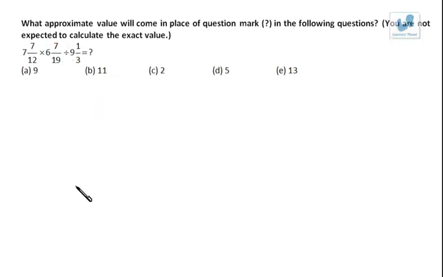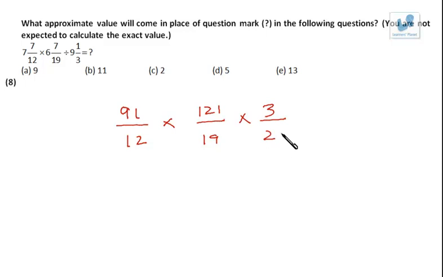Now let's try this question. Here, 7 into 12 is 84 plus 7, 91 by 12 into 19 into 6, 14 plus 7, 121 by 19 into 9. 3 nines are 27 plus 1, 28 by 3. So if I put multiplication, it will be 3 by 28.